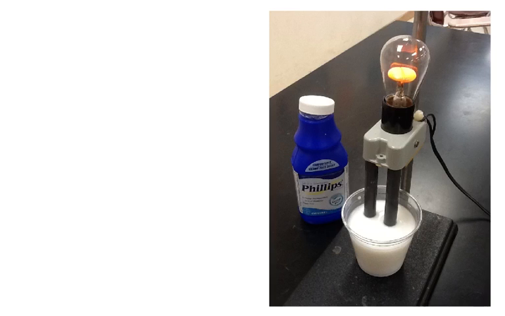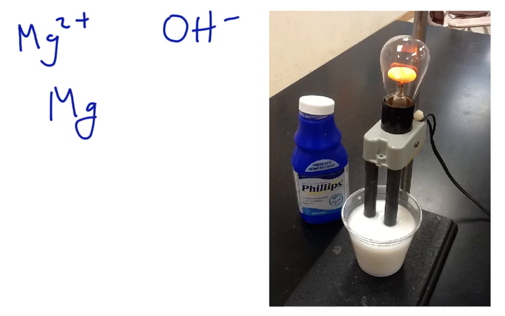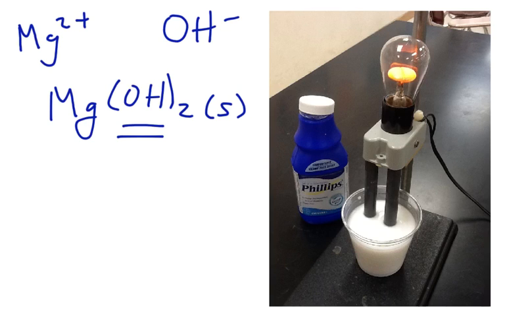When we were talking early on about whether something is going to dissolve or not, we learned our solubility rules. And our solubility rules, we said something like magnesium ions and hydroxide ions, if those go together, they form magnesium hydroxide. And from our solubility rules, we know that most hydroxides are insoluble, except for the alkali metals and calcium, barium, and strontium, which are relatively soluble.